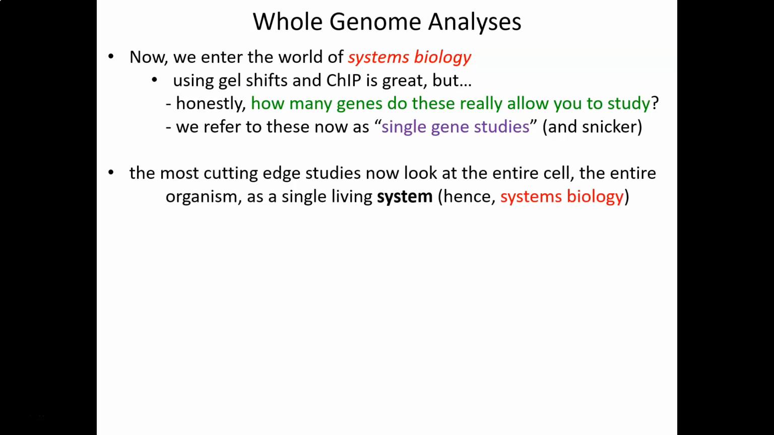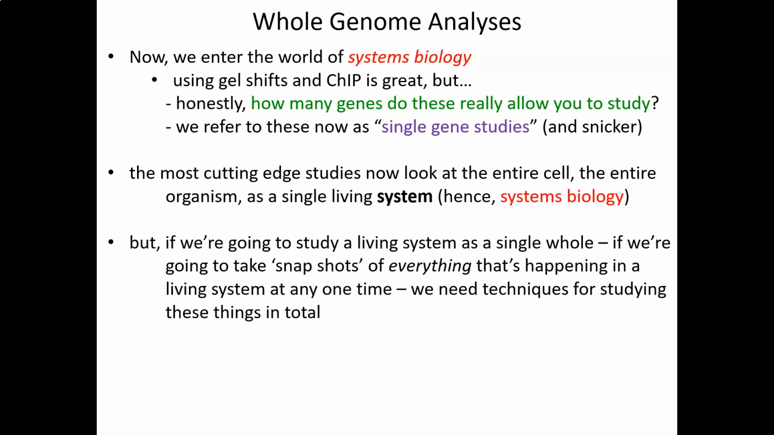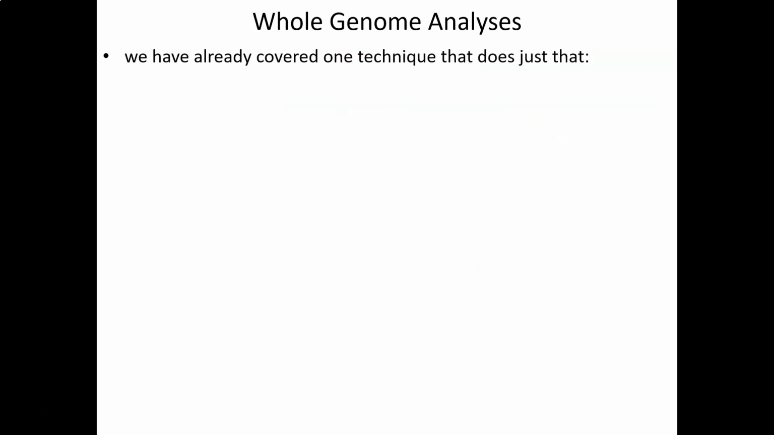We can now do systems biology. Cutting-edge studies look at the entire cell, the entire organism, the entire living system in one experiment. But if we're going to look at a single living system as a single whole, if we're going to take snapshots of everything that's happening in a living system at any one time, we need specific techniques and also specific computational power to do that. And that's why systems biology really is its own subdiscipline.